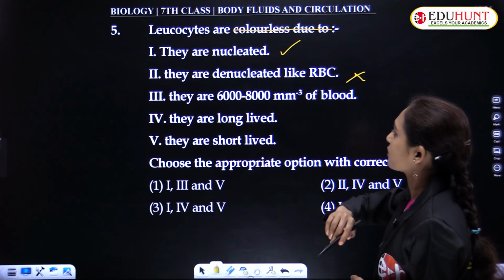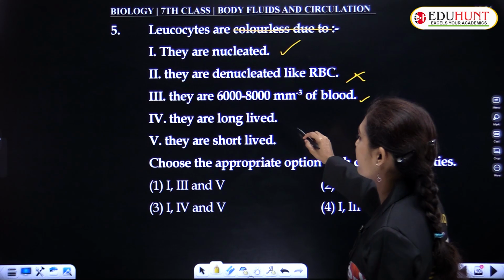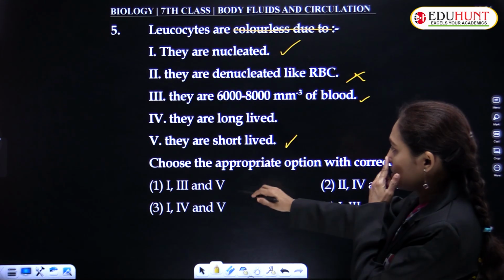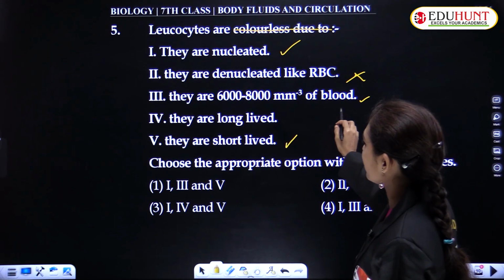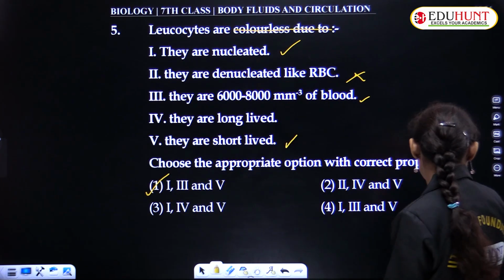So it is not the right answer. They are, yes, it is correct. They are long lived, no, they are short lived. So 1, 3 and 5, where is it? Yes, the first option is correct, 1, 3 and 5.